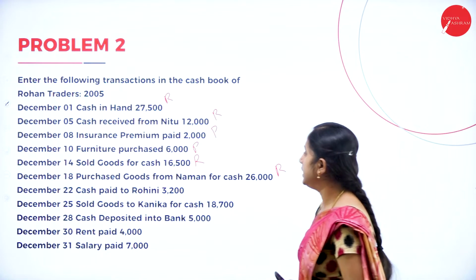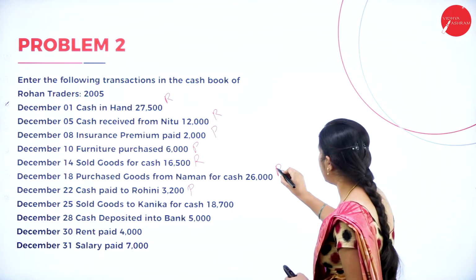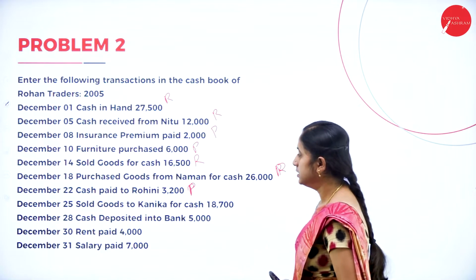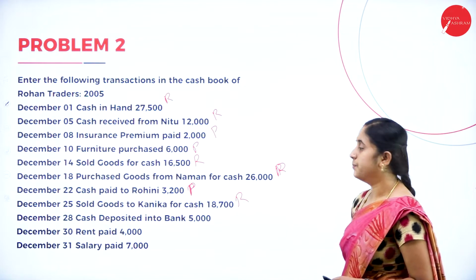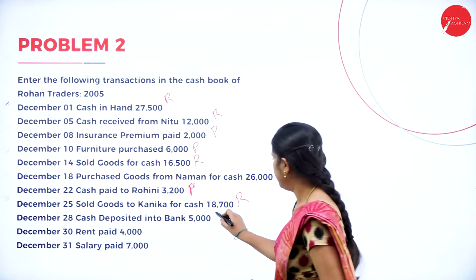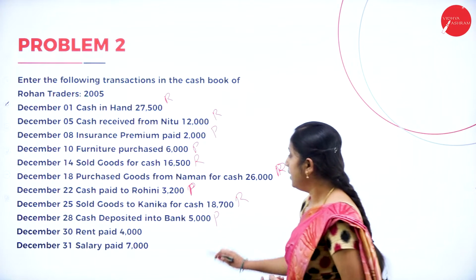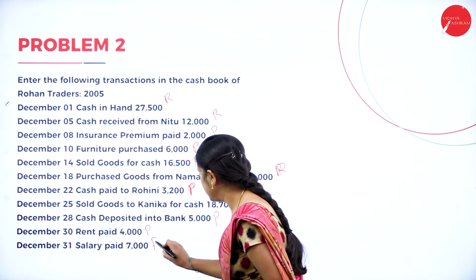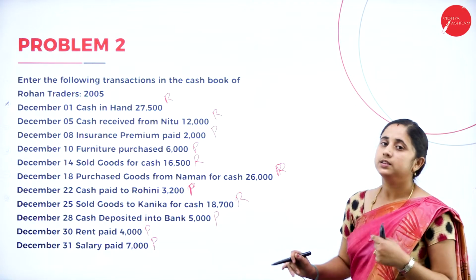Cash paid to Rohini is a payment. Sold goods to Kanika for cash, sales, cash is coming in, receipt. Then cash deposit into bank: cash is going out, so it is a payment. You paid to bank. Rent paid, payment. Salary paid, payment. First, you need to identify all the receipts and payments, classify them, then start doing the problem.